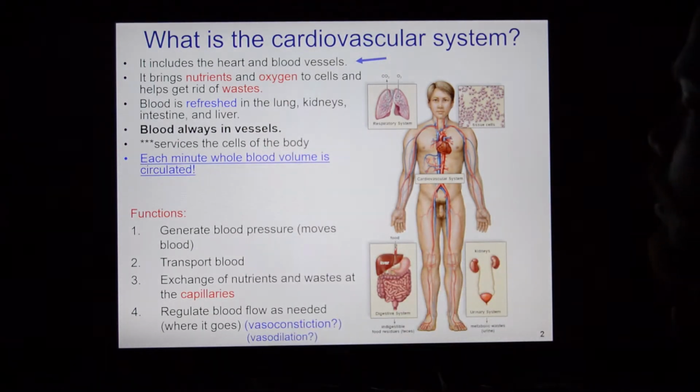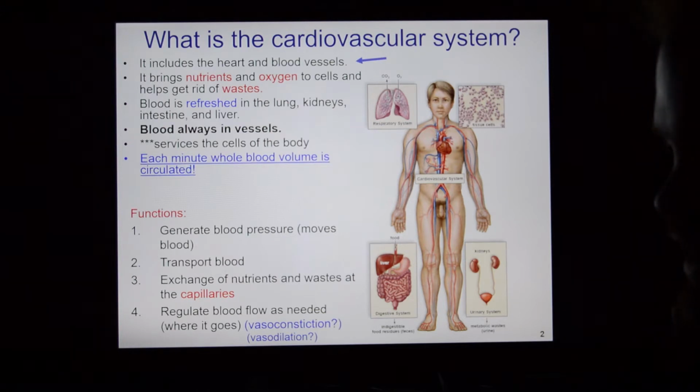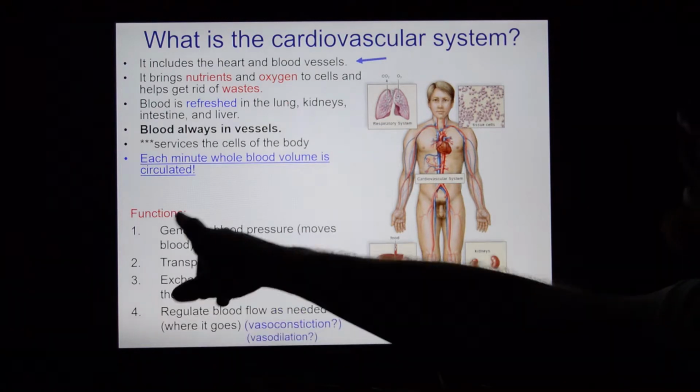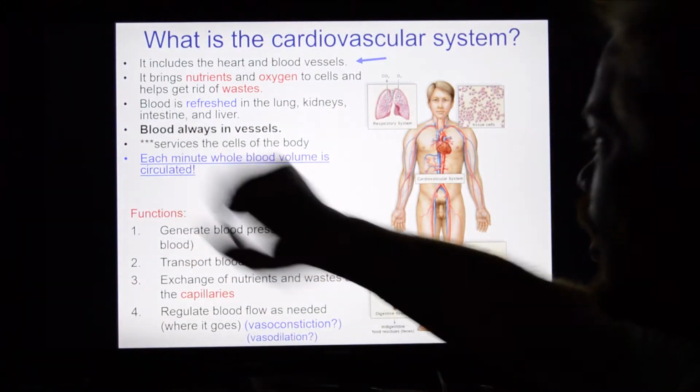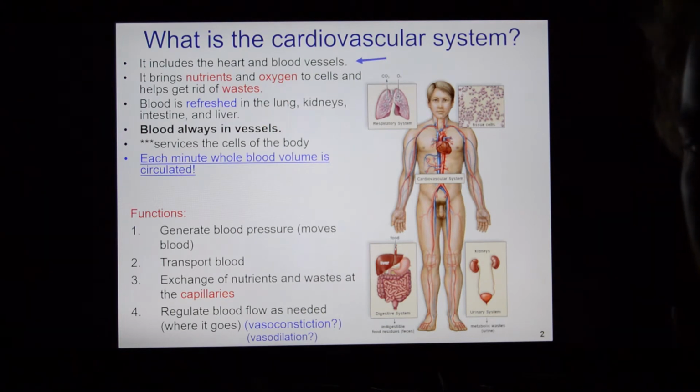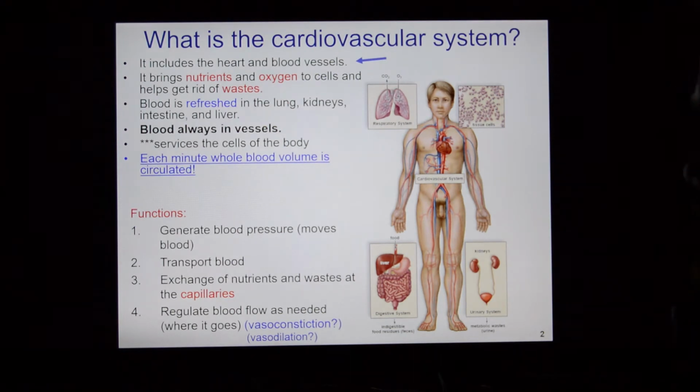Our blood is always within vessels, having exchanged via diffusion and osmosis, as we will describe here in just a second. Each minute, the whole blood volume is circulated. In other words, blood in your heart right now is going to circle all the way through the body and be back in your heart within the next minute, which is pretty impressive. It's very fast.